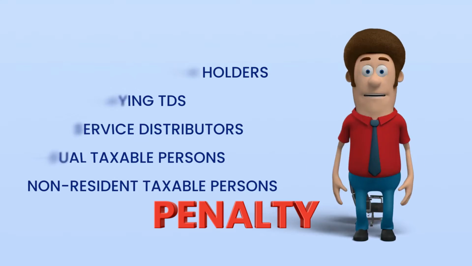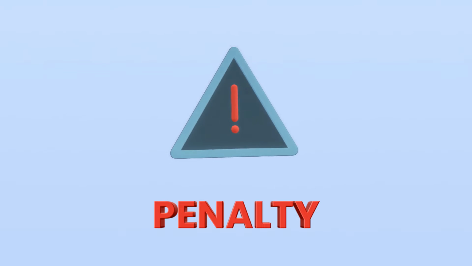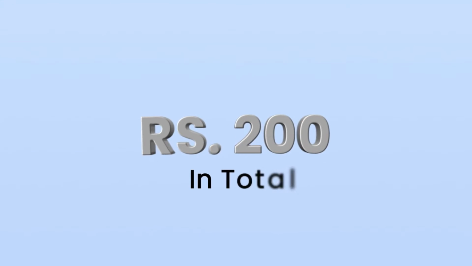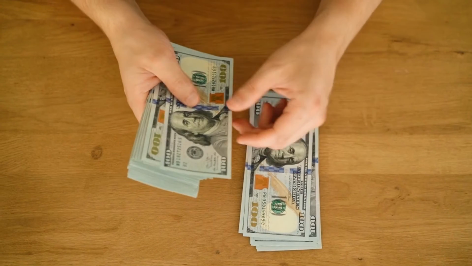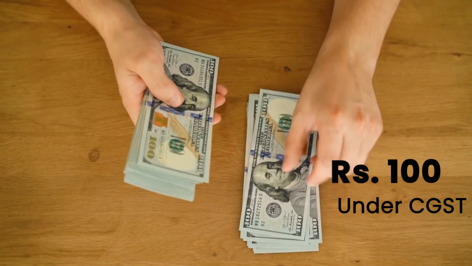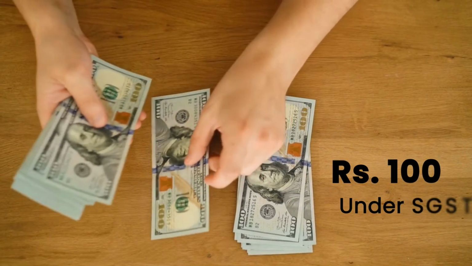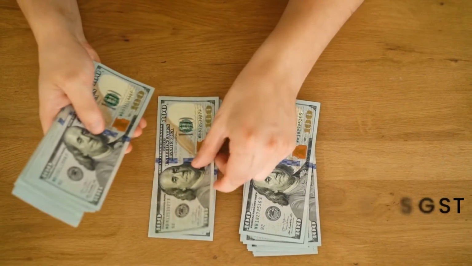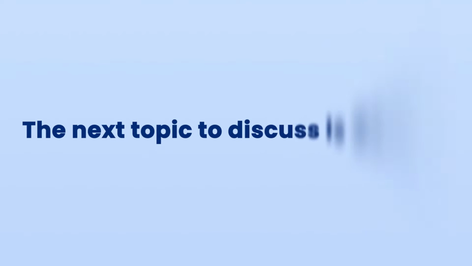GSTR 9. If you exceed your due date on filing GSTR 9, then what will be the penalty? You should pay 200 per day as default until you file GSTR 9, which means Rs 100 per day under CGST and Rs 100 per day under SGST or UTGST. The next topic to discuss is GSTR 9A.